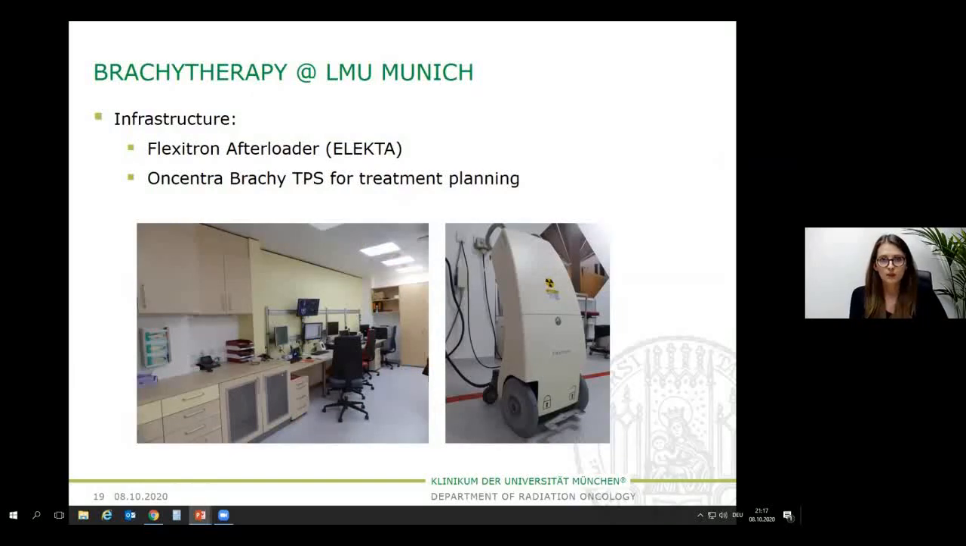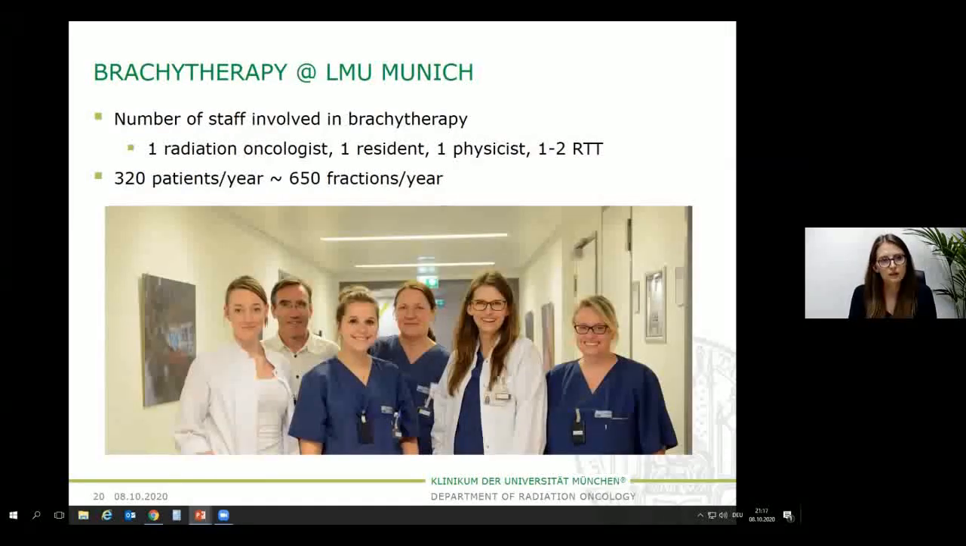In our brachytherapy department, we have a Flexitron from Elekta, as you can see here in this image. We also use the Oncentra Brachy treatment planning software. And usually we're one radiation oncologist, one senior radiation oncologist, one resident. We have one physicist and 1 to 2 RTTs. Last year, we treated 320 patients and we did about 650 fractions. Most of our patients are liver patients, and we also do a lot of gynae and also skin cancer, for example.